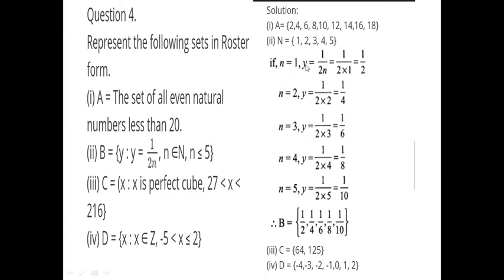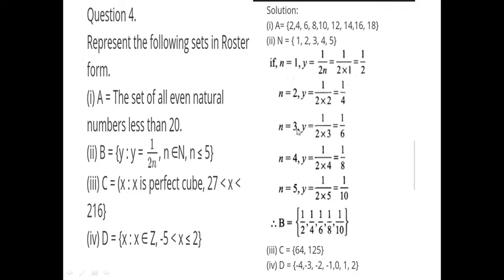Okay, when n is equal to 1, what is the y value? y equal to 1 by 2n. So in the place of n, you substitute 1 because we have taken the first value as n equal to 1. So 1 by 2. So our first element is 1 by 2. Next, take the value n equal to 2. When n is equal to 2, y equal to 1 by 2n. Here n becomes 2, so 2 into 2, 4. So our second element is 1 by 4.